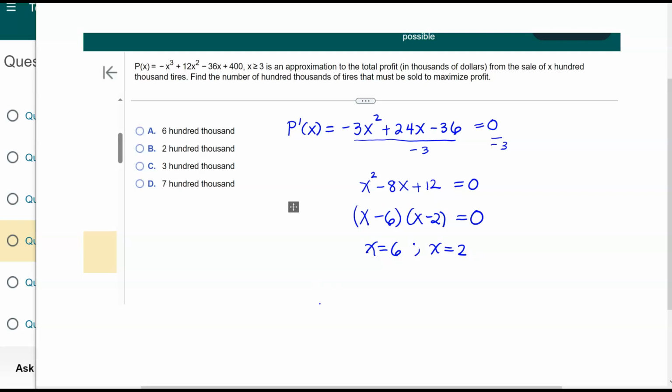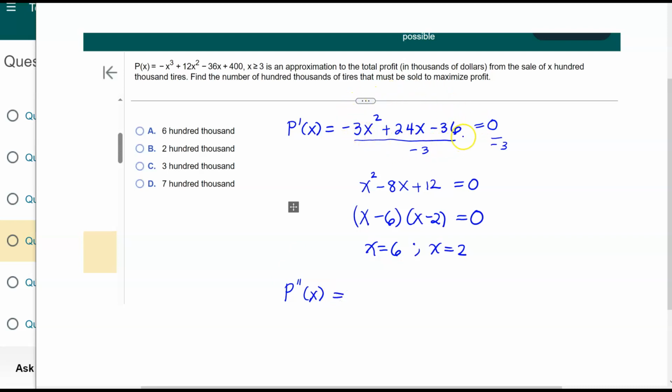Okay, so now we want to know where the function is a maximum. Now, to do that, we can use the second derivative test. So let's use the second derivative test to determine which of these two values of x will give us a maximum profit. So let's get the second derivative of the function.